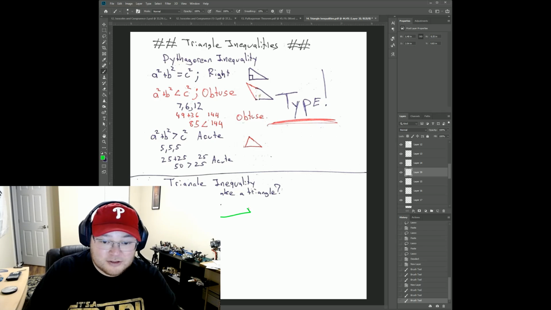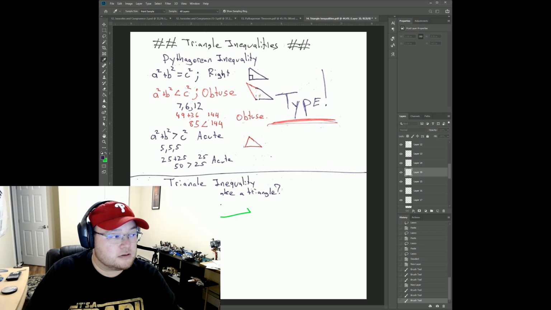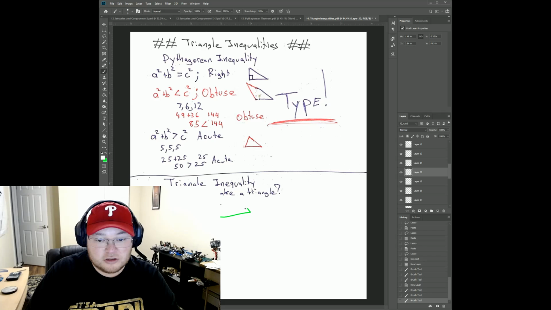So almost the same as this one, but instead, this last one is 7 feet long instead of 2 feet.